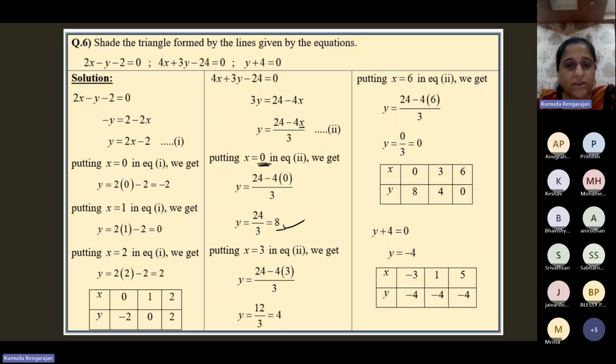So x is 0, right? Now don't try 1 or 2. Go to 3 directly. Why? Because the denominator is 3, right? So you skip count in threes. Like after 0, 1, 2, 3. Try 3. With 3, you will get an exact value for y. Then after 3, try 6.